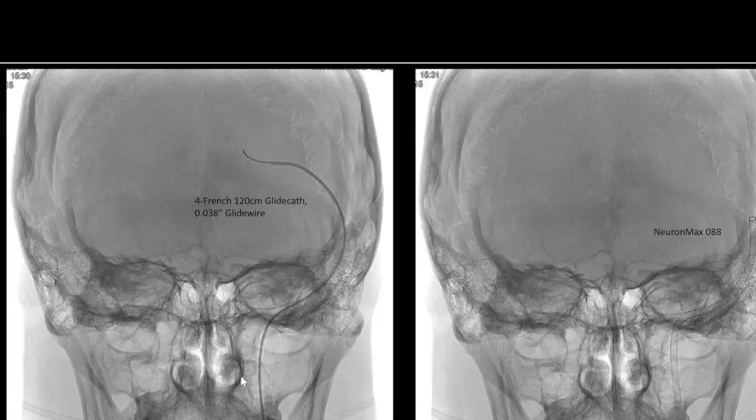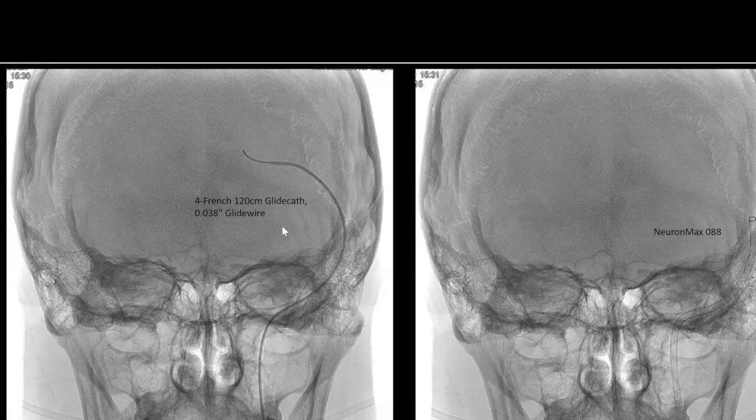My standard approach, out of need and necessity, is that I have tried to use the cheapest possible configuration. We did some trials on the first cases to see what the most successful recipe would be. And we have found that just using a transfemoral access with an 8 French sheath and using a triaxial system with just a plain 0.038 glide wire and a 4 French 120 centimeter glide cath as the intermediate catheter, we can thread the neuron max over that system in almost all cases into the distal sigmoid sinus.